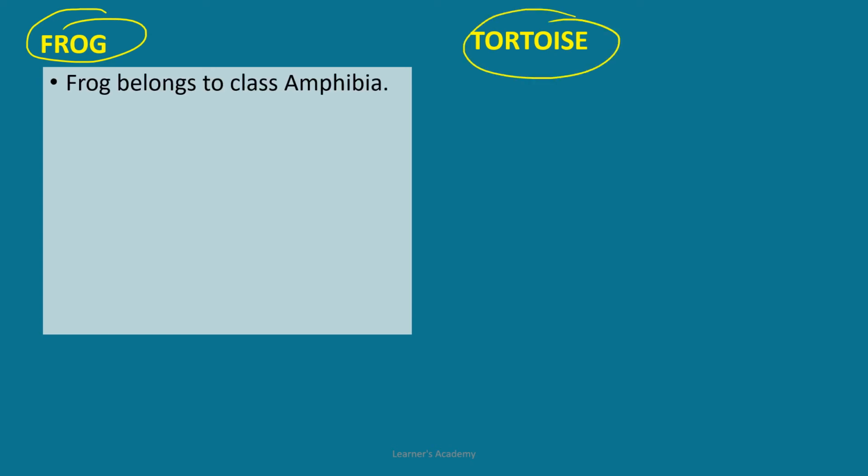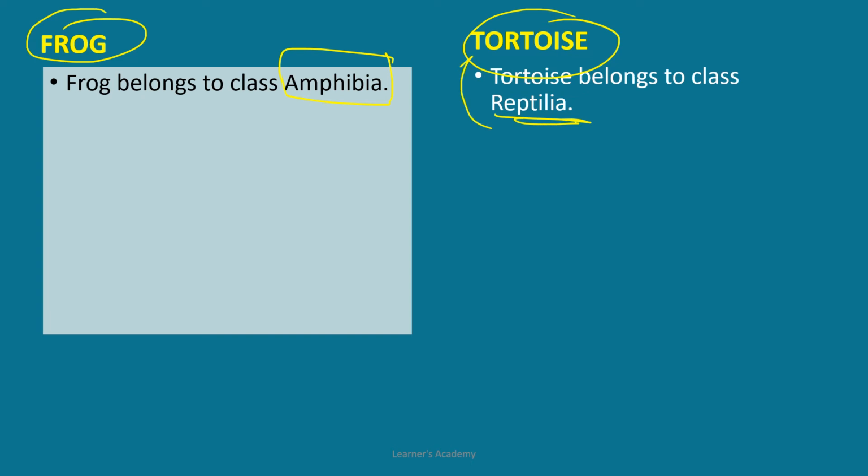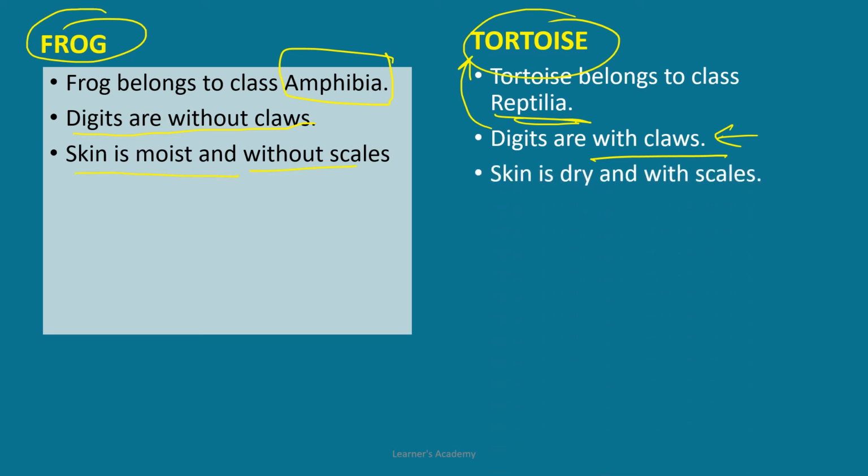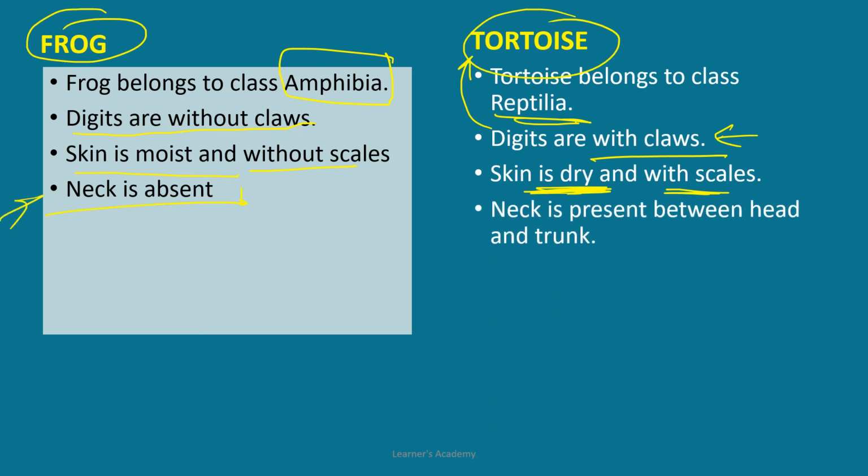Now in case of frog and tortoise, frog belongs to class Amphibia. First point of difference, whereas tortoise belongs to class Reptilia. Now, second point, in frog digits are without claws, whereas in case of tortoise, digits have got claws. Now, in case of frog, skin is moist and without scales, right? In case of tortoise, skin is dry, it's not moist and it has got scales. In case of frog, neck is absent, whereas in case of tortoise, neck is present between head and trunk. All right?